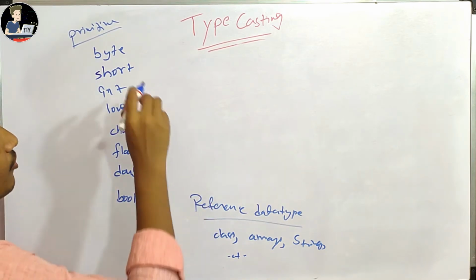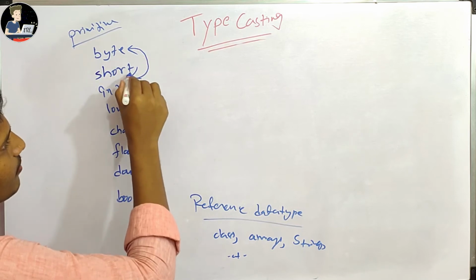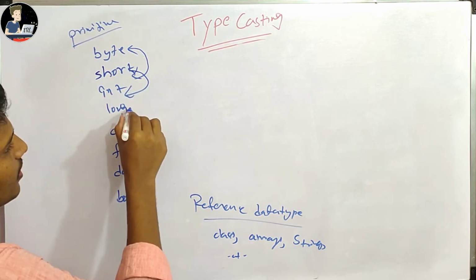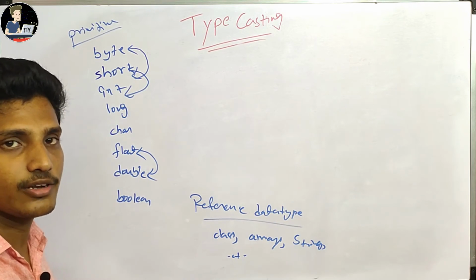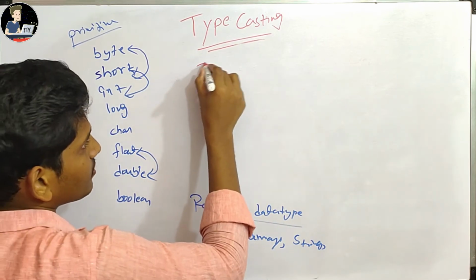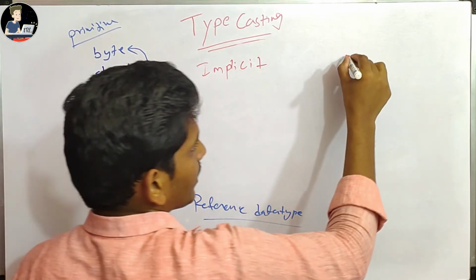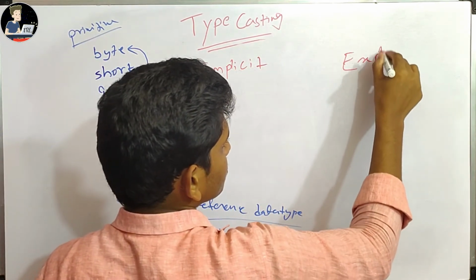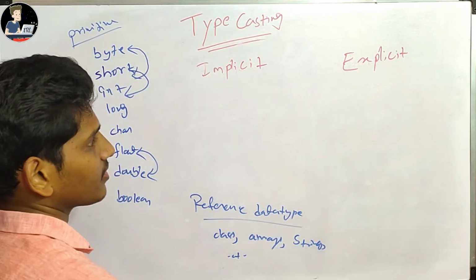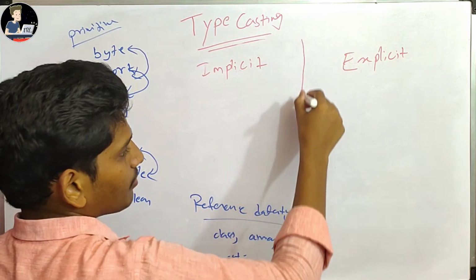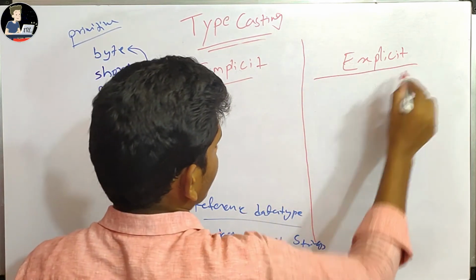In typecasting, we are converting one data type into another data type. We can perform this typecasting in two ways: one is implicit and the other is explicit. How can we perform these two? I am explaining with examples.